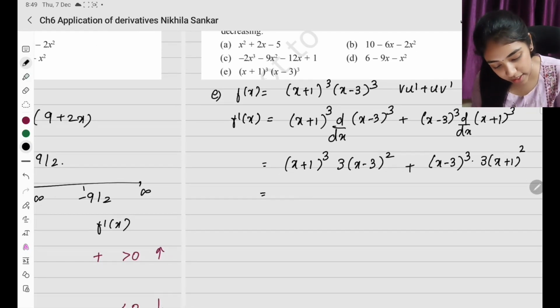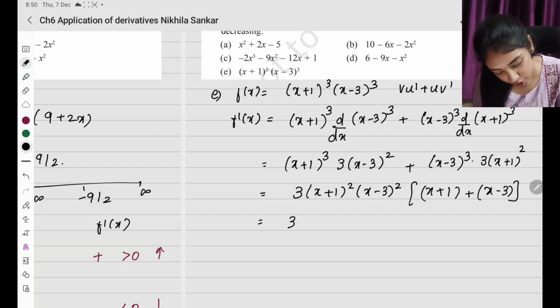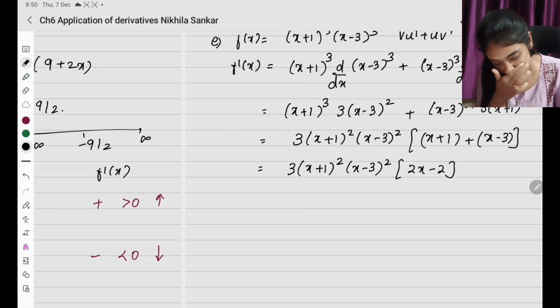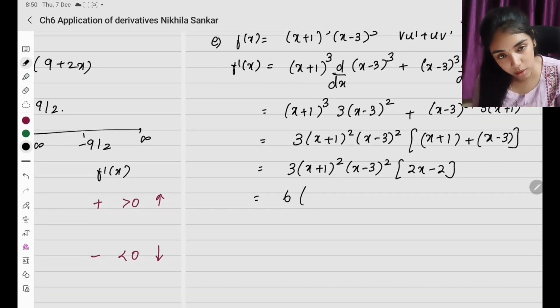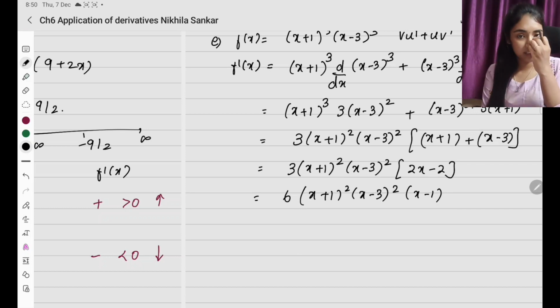Now what is common in this? I can take 3 outside. I can take x plus 1 the whole square outside and x minus 3 the whole square outside. What will be left inside? I'll have x plus 1 from the first term, and from this I'll have x minus 3. So this is going to be 3 times x plus 1 the whole square, x minus 3 the whole square, bracket inside I have 2x minus 2. I can take the 2 outside, so I'll be left with 3 2s are 6. 2 outside common, then 3 and 2 is 6. X plus 1 the whole square, x minus 3 the whole square, x minus 1. 2 is common, so I'll have x minus 1.